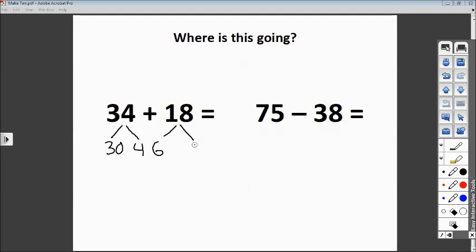6 plus 12. This makes 10. 30 plus 10 is 40. 52.